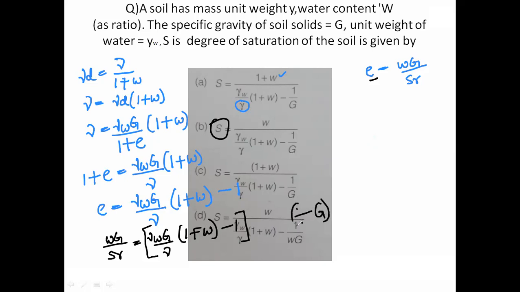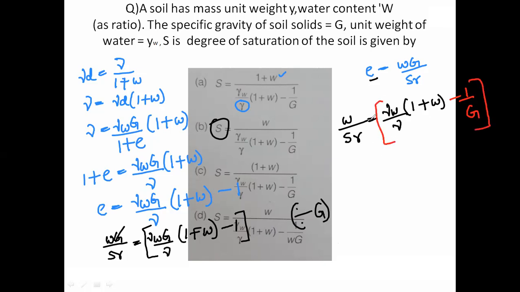If you divide this equation on both sides, this G will vanish, and this G will also vanish. So the expression we get is w divided by Sr is equal to gamma w divided by gamma into 1 plus w, minus 1 by G. Since I want Sr, Sr will be equal to w divided by gamma w divided by gamma into 1 plus w minus 1 by G.